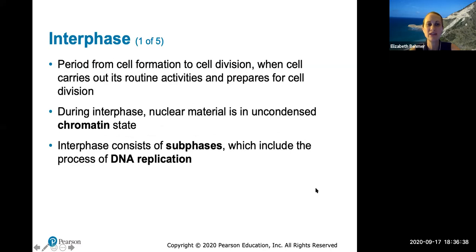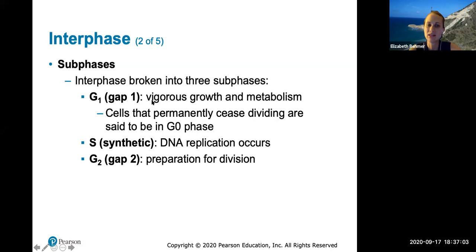So interphase is the period from cell formation to cell division. And this will just be routine activities. The cell spends about 90% of its time in interphase, just normal processes. During interphase, the nuclear material will be uncondensed in the chromatin state. It'll consist of subphases in which DNA will be replicated. And these are the subphases, G1, S, and G2.